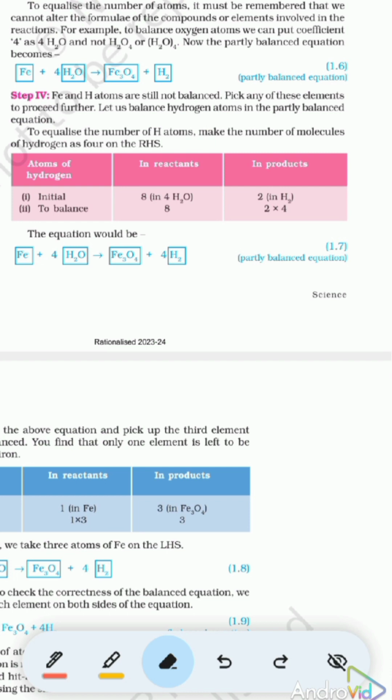Now when we consider hydrogen atoms on the reactant side, initially there are 8 in 4H2O, 8 hydrogen atoms in reactants, and in products only 2 are there. Hence to balance, we can multiply the 2 in the product side by 4. Now the equation would be Fe plus 4 times H2O gives Fe3O4 plus 4 times H2. Let's say this is equation 1.7, which is a partly balanced equation.